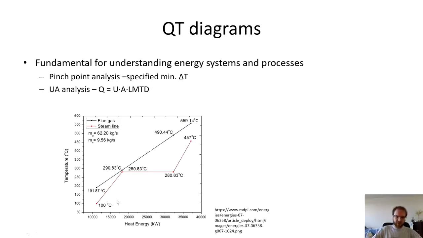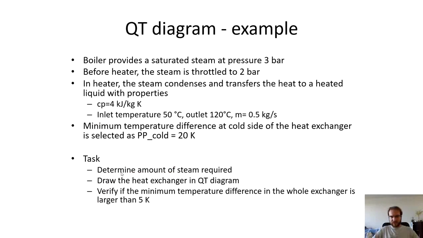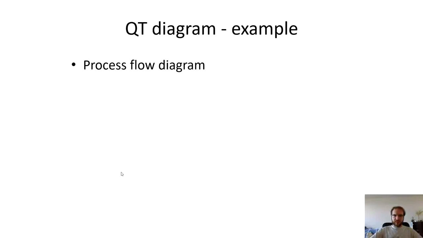For example, here the lowest temperature difference would be 10 kelvins. So we will have a look where the smallest temperature difference is and evaluate what value it has. So, first of all, the first thing we need to do is to draw a process flow diagram.